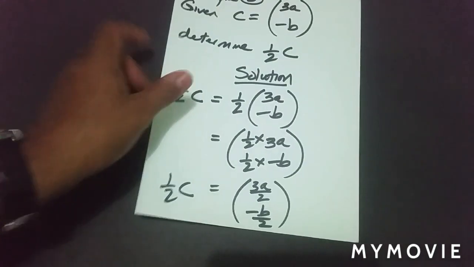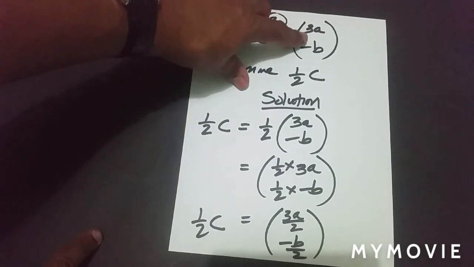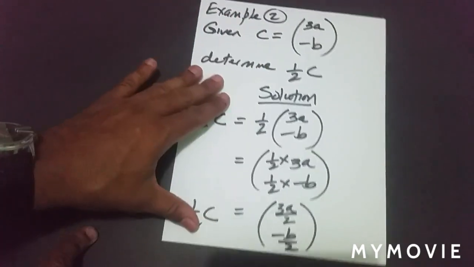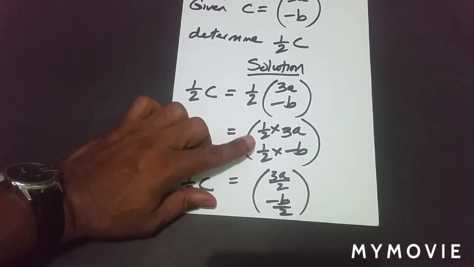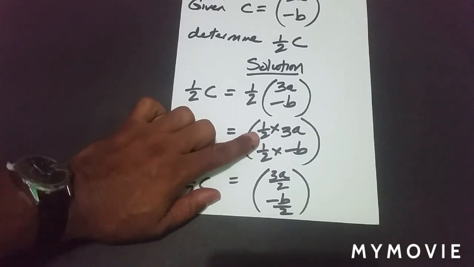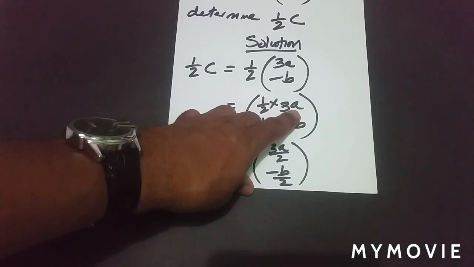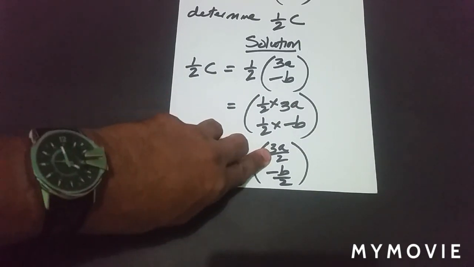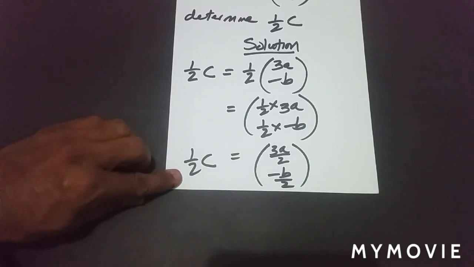Here we have another example. Given C equals 3A minus B, and we're asked to determine a half C, which means we're multiplying this matrix, which is C, by a half. So a half C would be denoted this way, and just for emphasis, this step is what I would want you to do, because it's going to be very important when you come across algebraic expressions in matrices. So a half times 3A, and a half times negative B. Of course, 3A is the same as 3A over 1, so if I multiply numerator by numerator and denominator by denominator, the result is 3A over 2. And a half times negative B is simply negative B over 2. And that would be a half C.